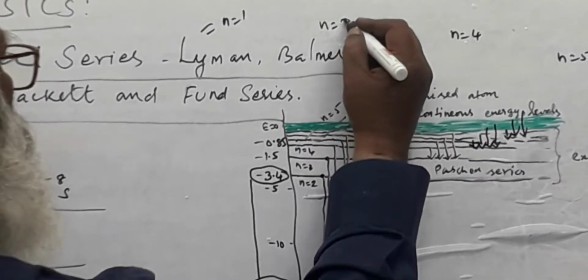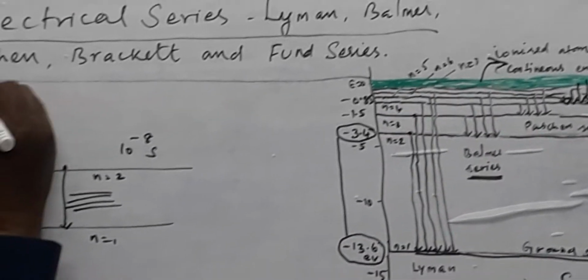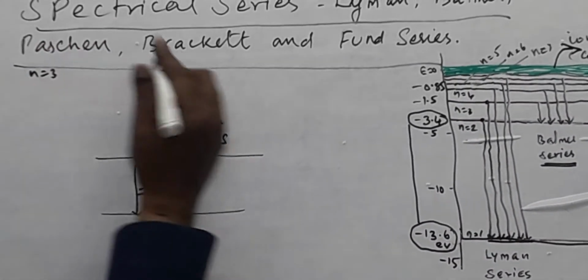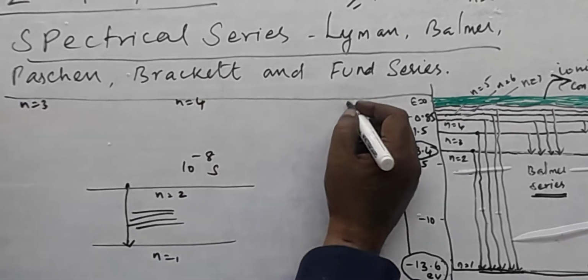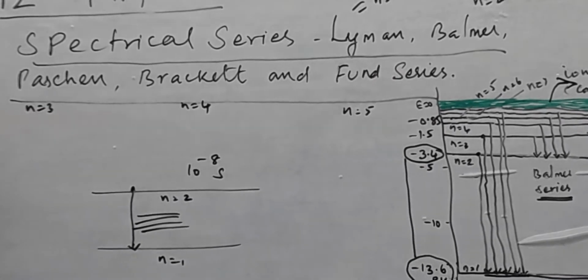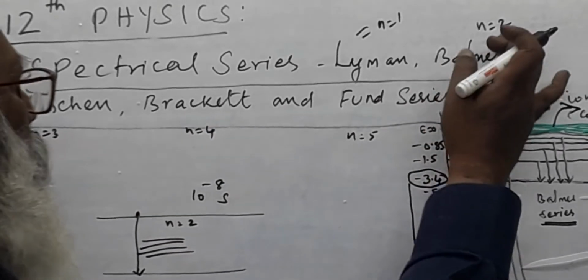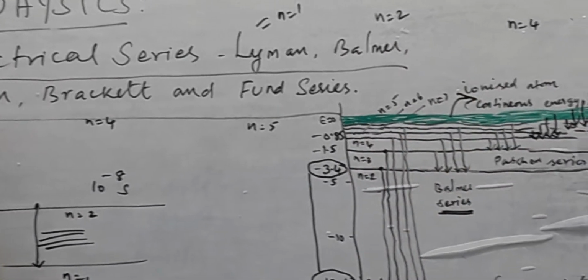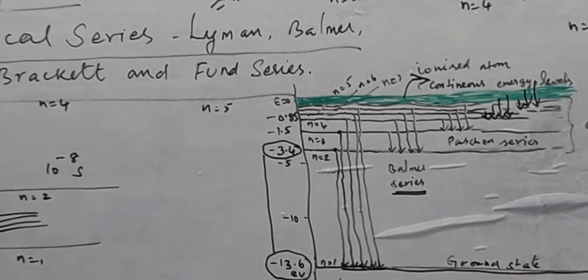When n equal to 2, you get the Balmer series. When n equal to 3, you get the Paschen series. When n equal to 4, you get the Brackett series. When n equal to 5, the Pfund series. That means if the electron jumps from the second to the infinite orbit to the first orbit, then you will get a Lyman series.